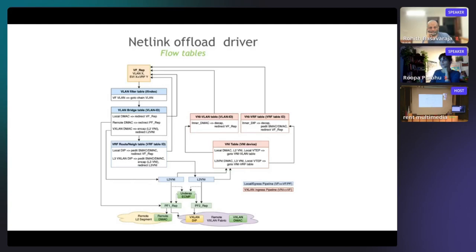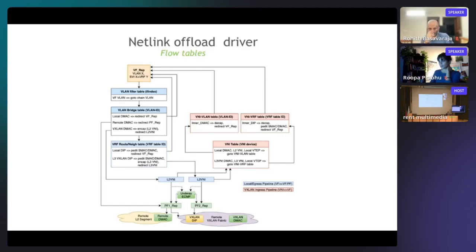Once it comes to the L2 VNI, since there are multiple uplinks available, we can use the underlay ECMP again to select one of the uplink ports. According to the uplink port selected, we do an underlay L2 rewrite and send it over to the remote host through the uplinks.